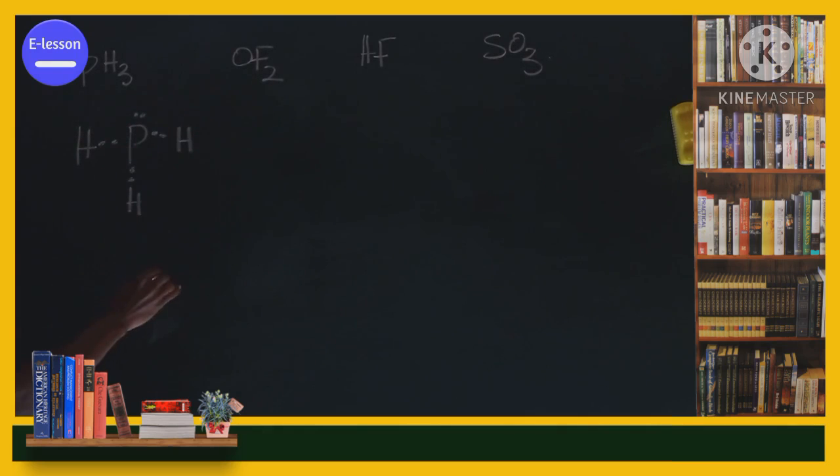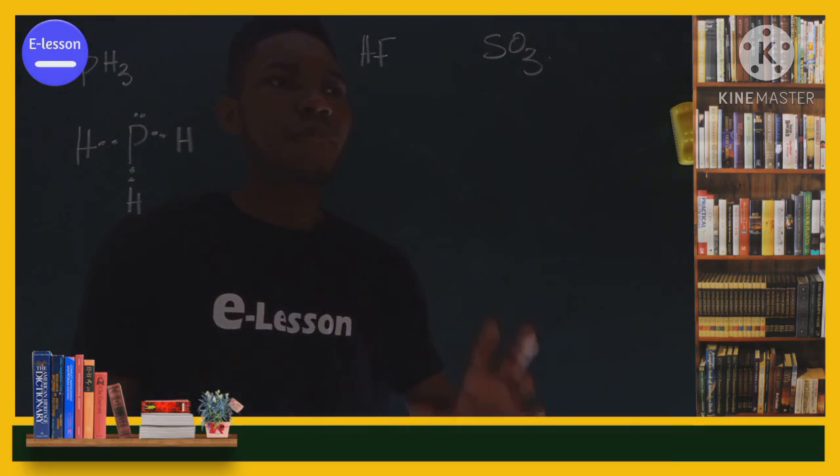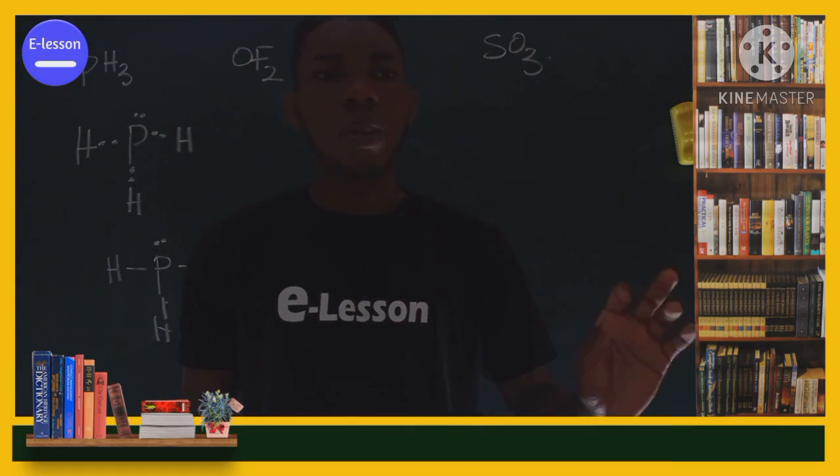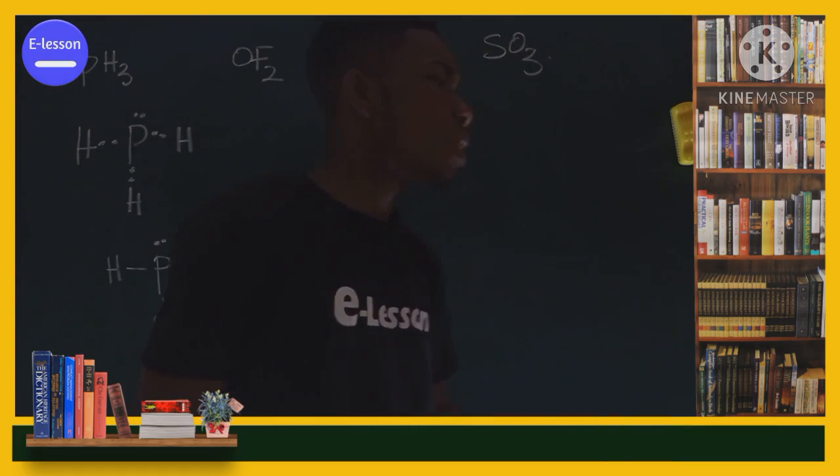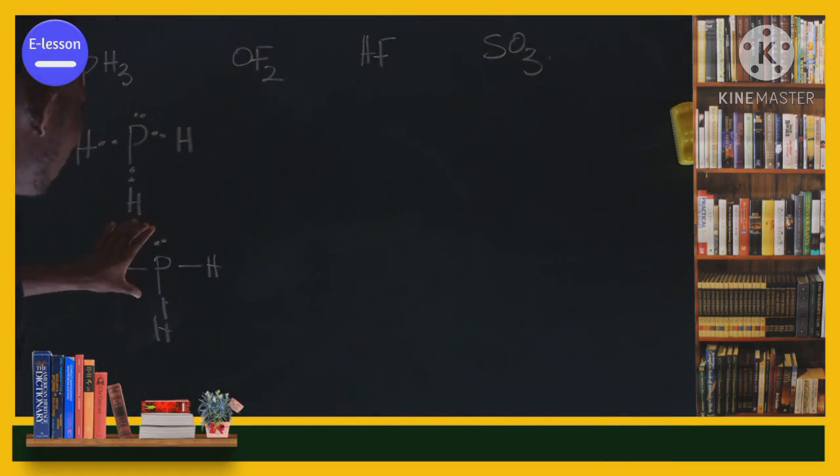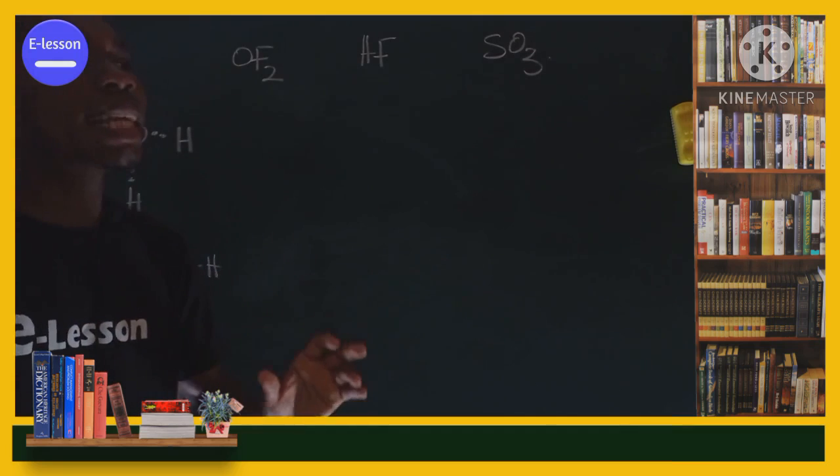So we have phosphorus, 2 lone pair of electrons, hydrogen, hydrogen, hydrogen. Now, we said one of the conditions for a molecule to be symmetrical is that it must not have a lone pair of electrons. For this to have a lone pair of electrons means that it is not symmetrical. And when it is not symmetrical, the tendency of it being polar is high.